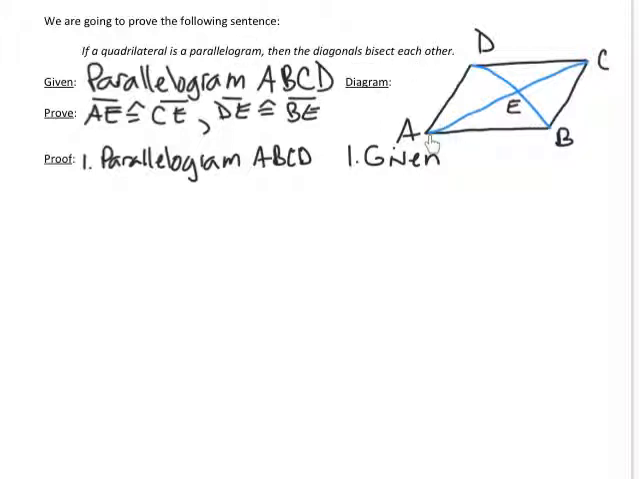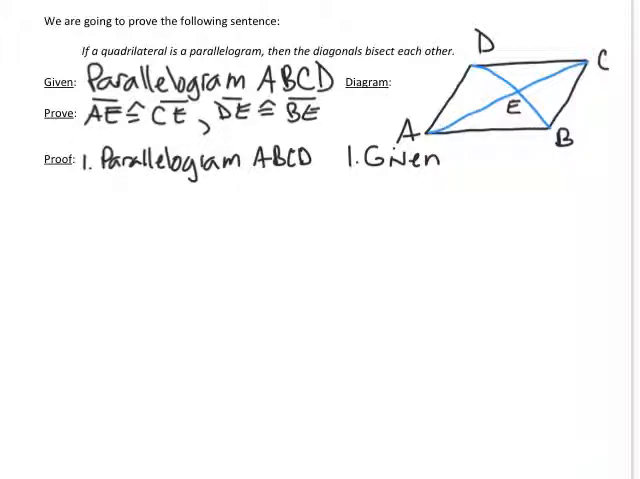Here's my diagram, ABCD, and this time I drew diagonals and I labeled the center E. So I'm going to prove that AE is congruent to CE and DE is congruent to BE. And that by definition, that means that they bisect each other. So I start off with my given. I'm only given that it's a parallelogram, but I can use the properties that I just proved before.